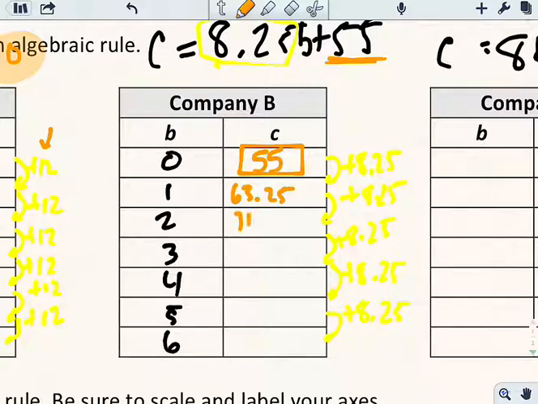And then $71.50. And then $79.75. And then $88. And then $96.25. Another plus 8.25 takes us to $104.50. So we're just adding each time.